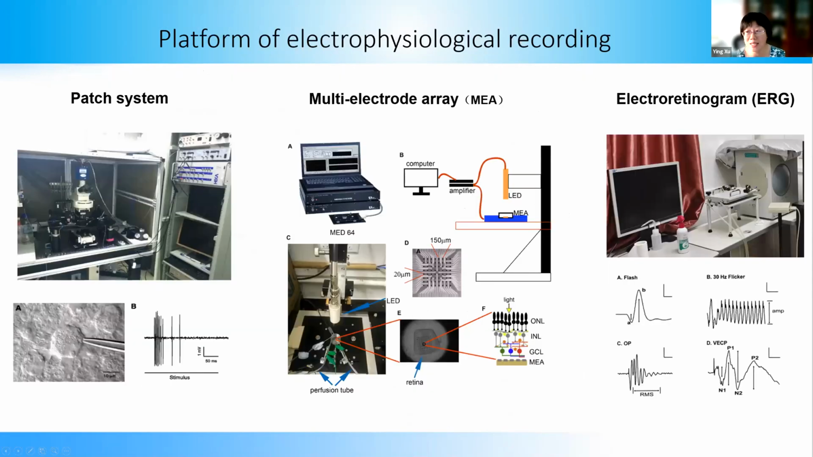So after I returned to China and set up my lab, I built up a platform for recording, including a patch system, a multi-electrode array system, and also electroretinogram systems. And students found that the ERG system is much simpler than the other two systems to do recording. Students prefer to use this ERG system to record the retinal light responses instead of the other two because it's easy to operate. The other two need lots of training. So the students just take a few times of training, and they can master how to do the ERG recording.